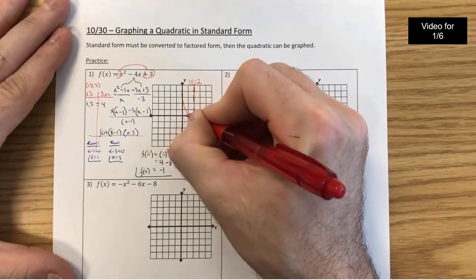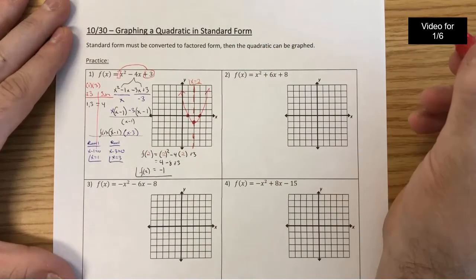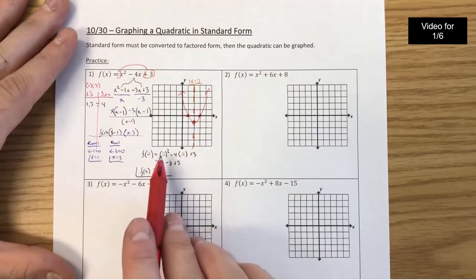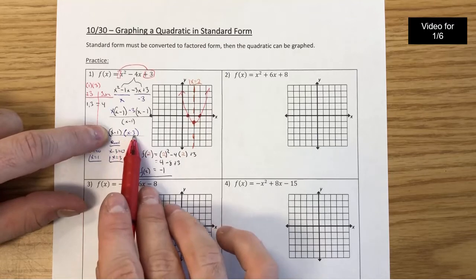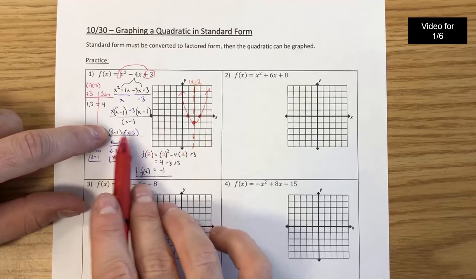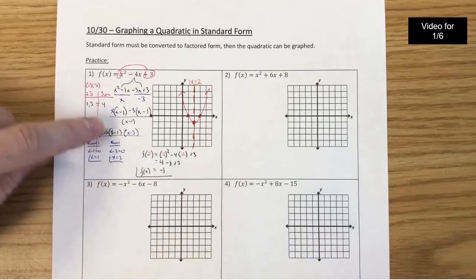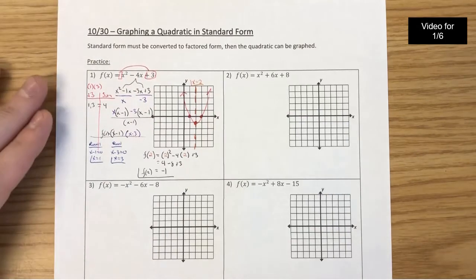And that allows me to graph that right there. Now the cool thing is I could have plugged it into this as well. If I plugged in a 2, that would be 2 minus 1. 2 minus 3 would be negative 1. So 1 times negative 1 is still going to get me the same answer. So plug it into whichever one you think is easier to do. So let's try that again.